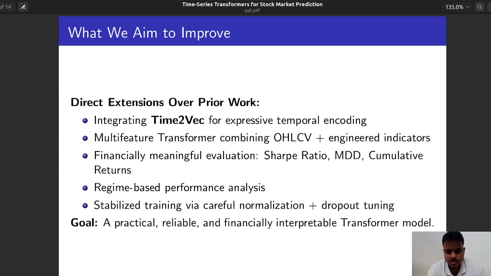Our project aims to integrate Time2Vec with a multi-feature transformer architecture. We focus on a financially meaningful evaluation, not just a single metric but multiple metrics such as the Sharpe ratio, drawdown, Bollinger Bands, cumulative returns, and other such relevant indicators, along with regime based performance analysis. The goal is to develop a model that is not only accurate but also practical and interpretable for real world trading.